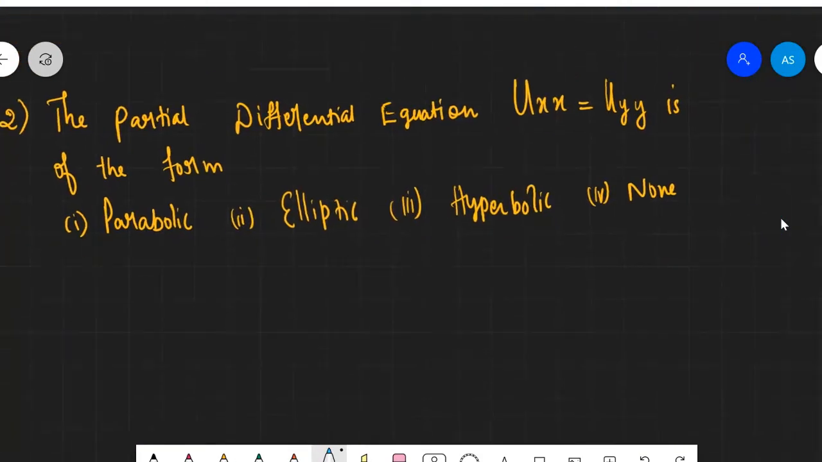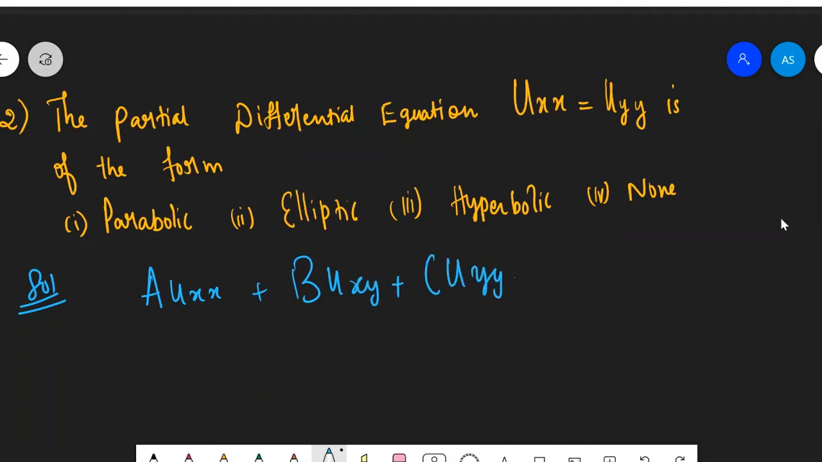Second question, the partial differential equation u double x equals u double y is of the form parabolic, elliptic, hyperbolic, and none. So general form of partial differential equation is a u double x plus b u x y plus c u double y plus d times u x, f u y plus some constant e equals 0.